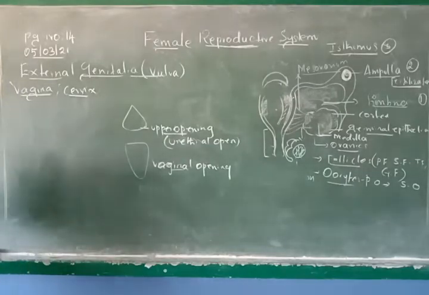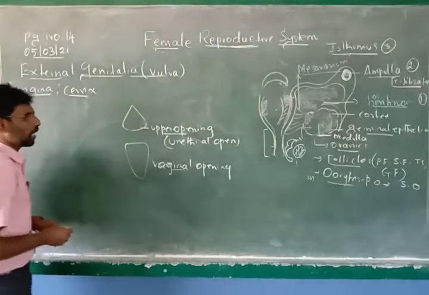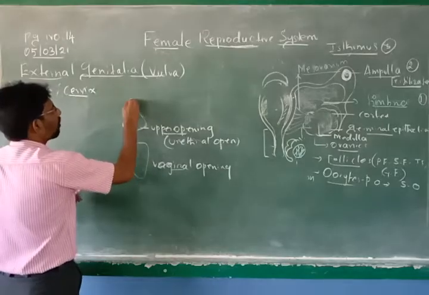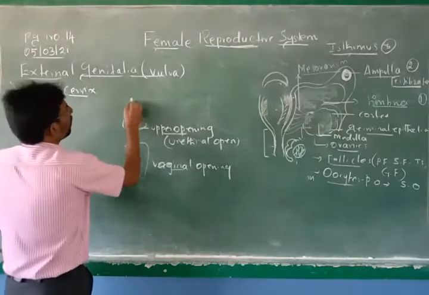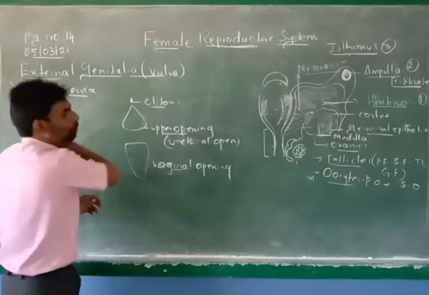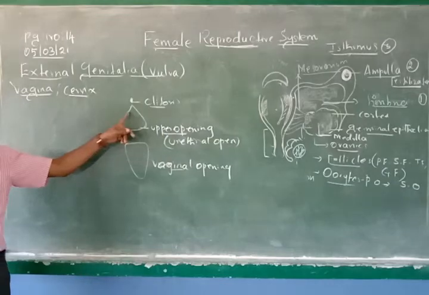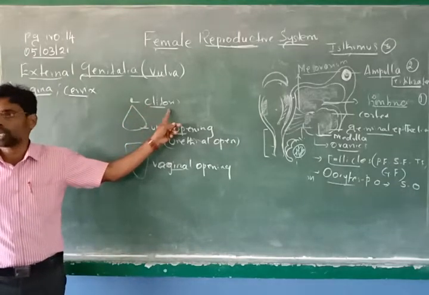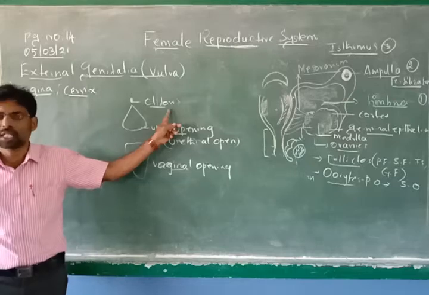Okay, right. So now in this area, at the upper opening, we will talk about a structure called the clitoris. It is on the very top of this upper opening. Now this does not have any function at all. For the clitoris, there is no particular fixed function.